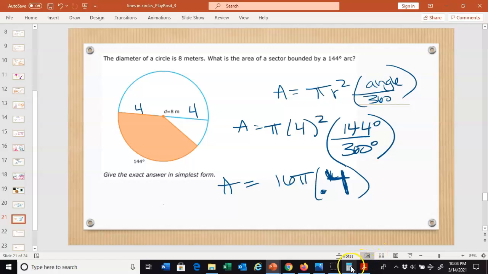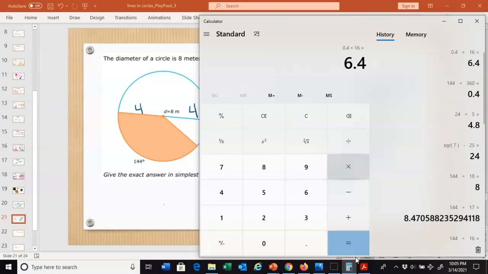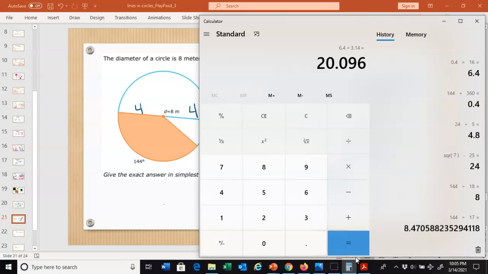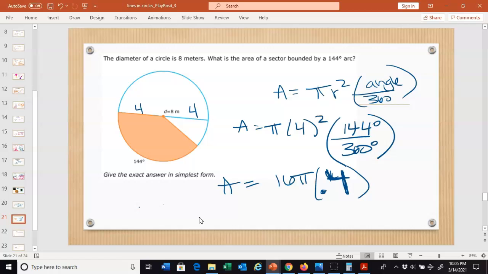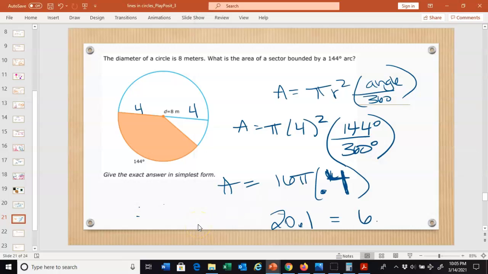So now let's do 16 times 0.4 and then times pi. 20.1. Or they might have you leave it just with the pi. So 16 times 0.4 is 6.4 pi. So make sure that as you're doing these, you're looking at how the answer choices are given or how they want you to give the answer and do it that way.